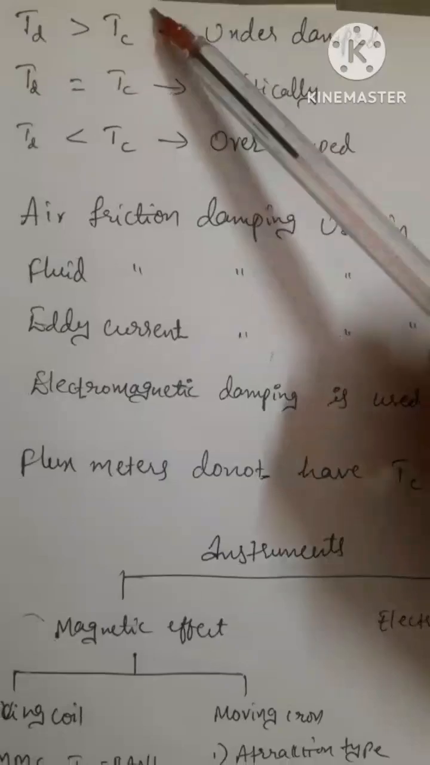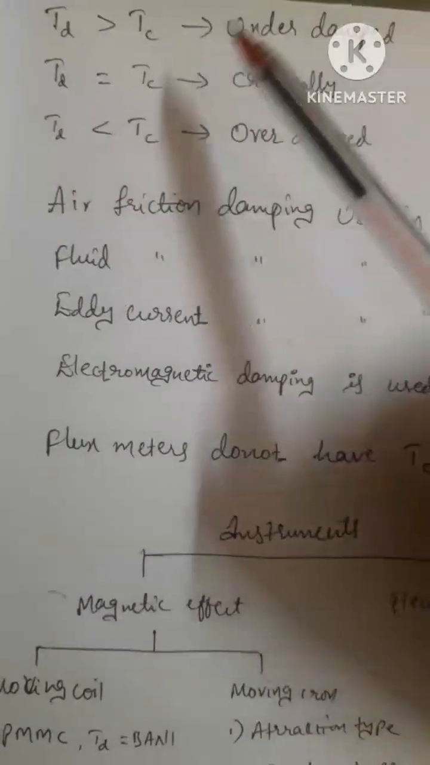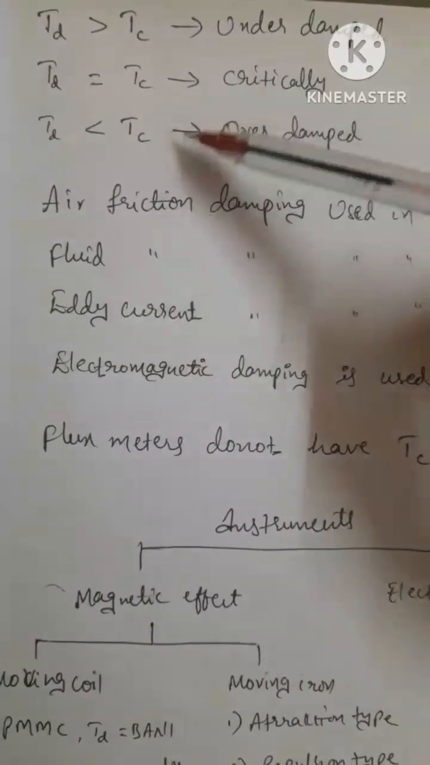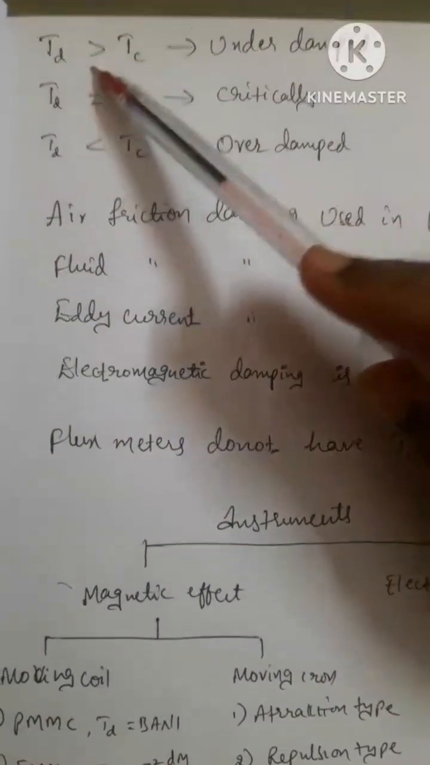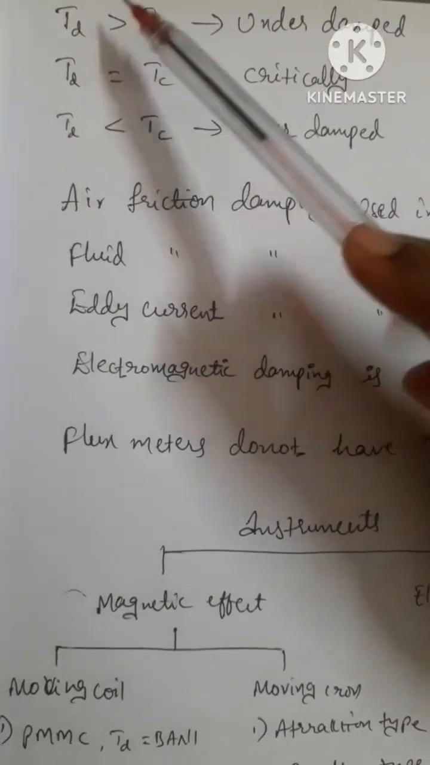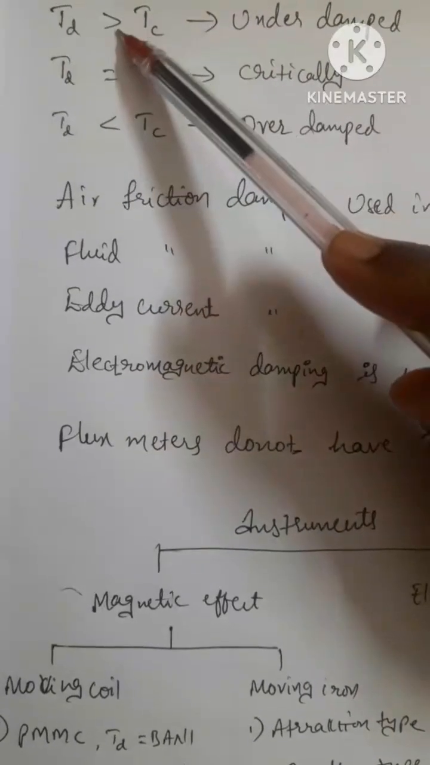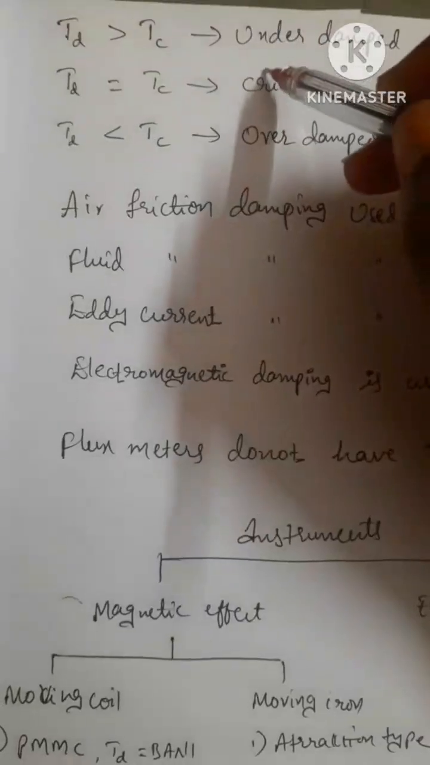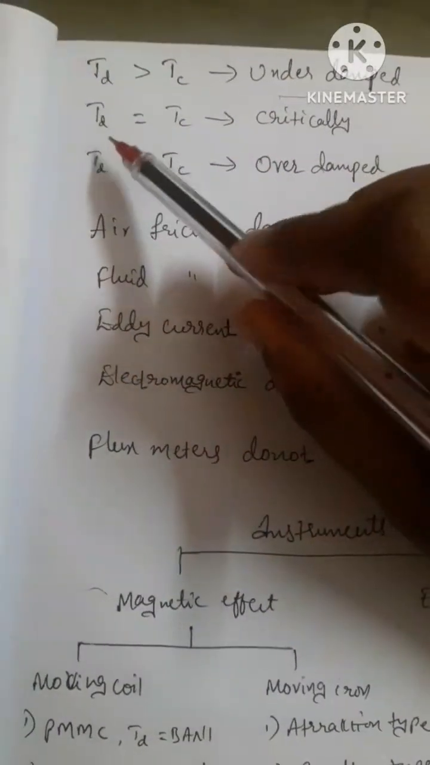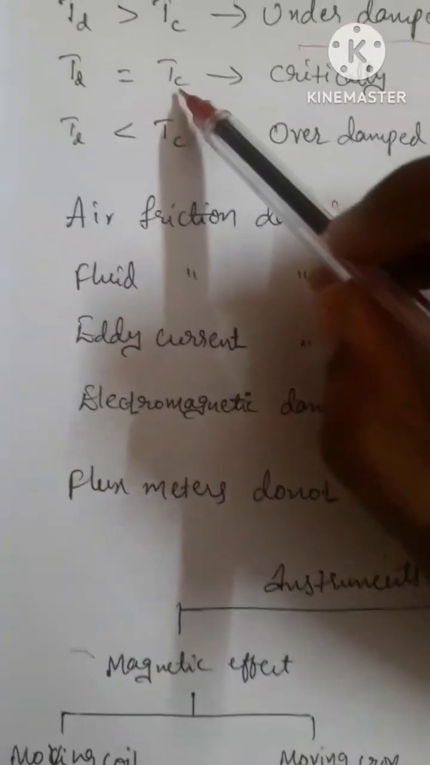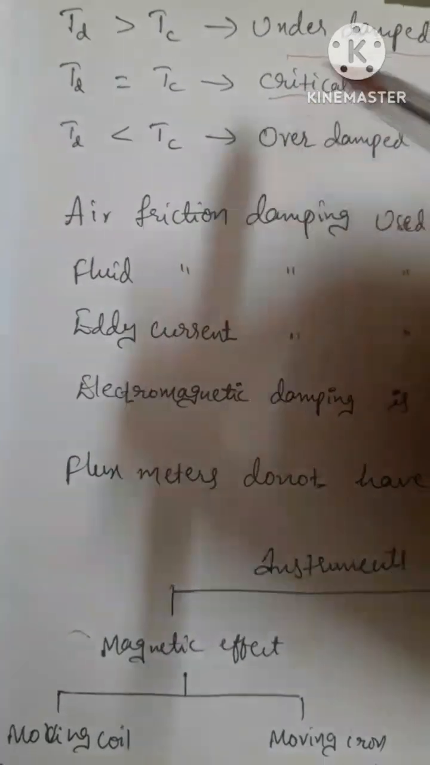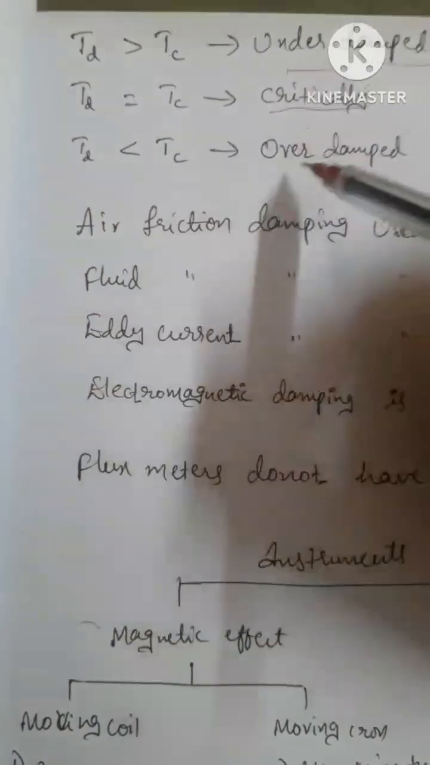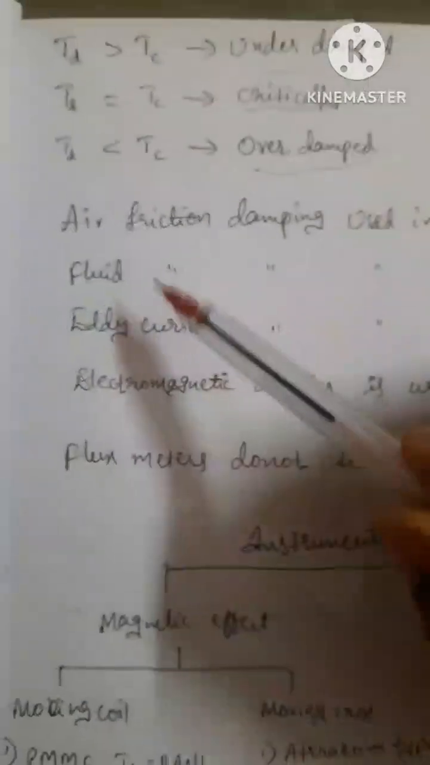I would like to share some more important points. If deflecting torque is greater than controlling torque, it is underdamped. If deflecting torque is equal to controlling torque, it is critically damped. If deflecting torque is less than TC, it is overdamped.